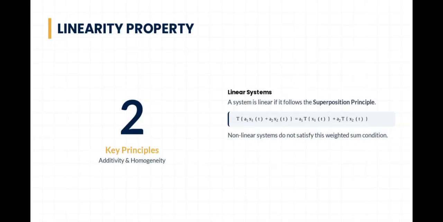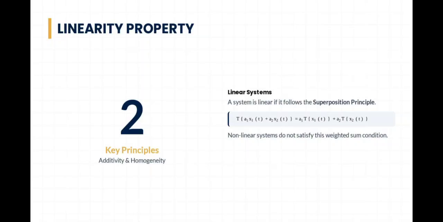Think of a system as a machine where you put something in as an input and get something out as an output. For a system to be linear, it must follow two simple rules that together make up the superposition principle. The first is additivity, the sum rule, and the second is homogeneity, the scaling rule.